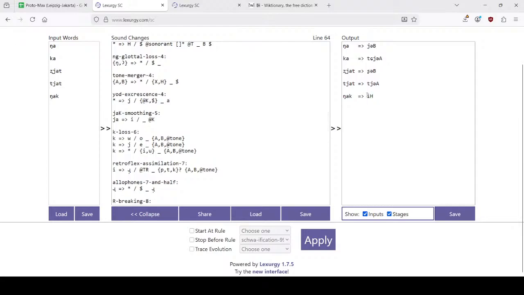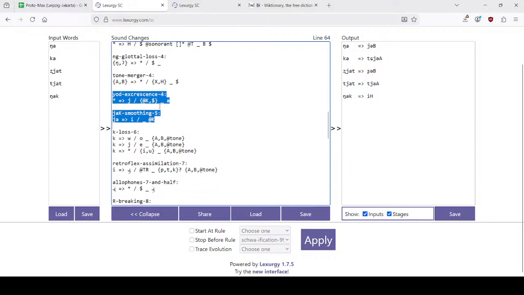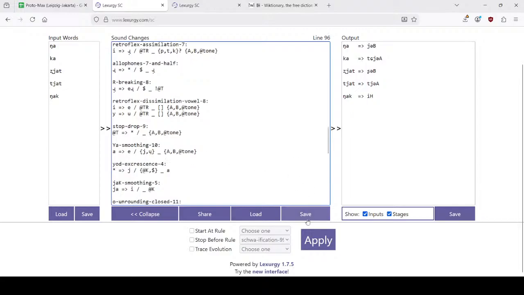Which means our expressions should have it. Wait, this only happens, which means this doesn't happen after a velar. This only happens before a ng, which means we can generalize this to happening after all velars if we simply take this and move it after all the stops drop. And furthermore, after the smoothing happens.